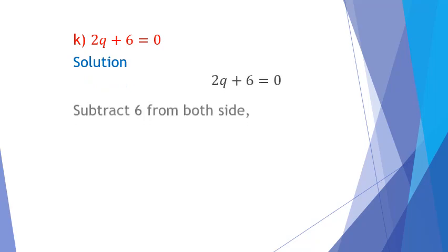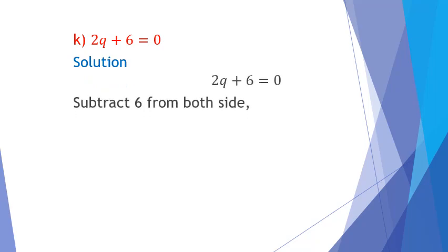Next question K. 2q plus 6 equal to 0. To separate 6, we have to subtract 6 from both sides. So we get 2q plus 6 minus 6 equal to 0 minus 6. Plus 6 and minus 6 in the LHS will cancel. So LHS becomes 2q and RHS becomes minus 6.